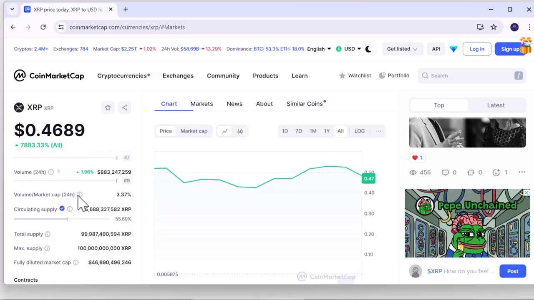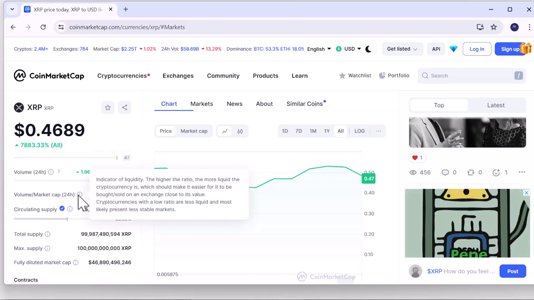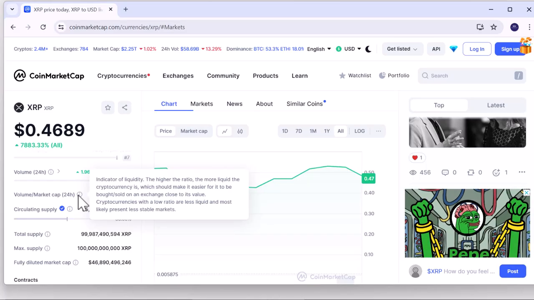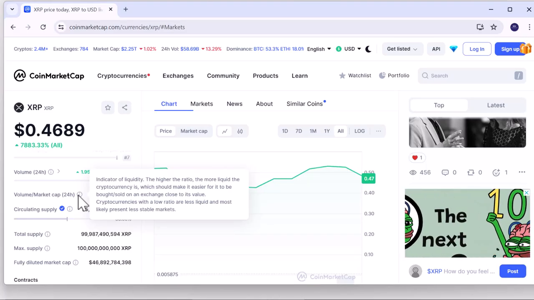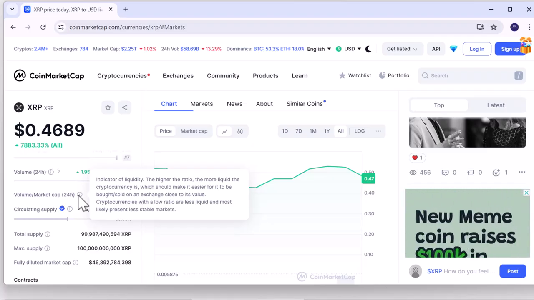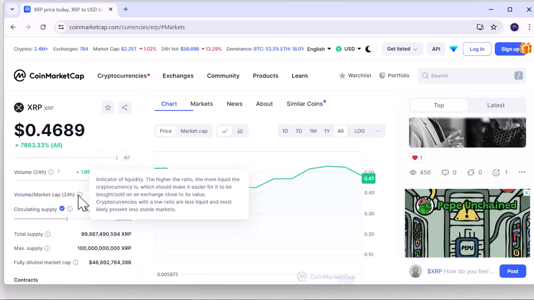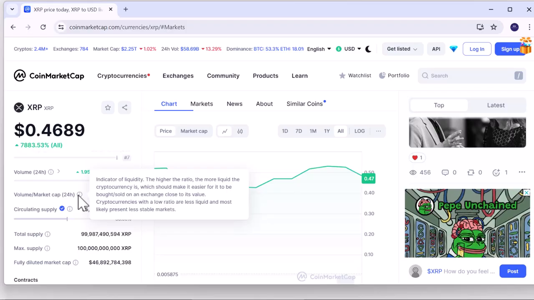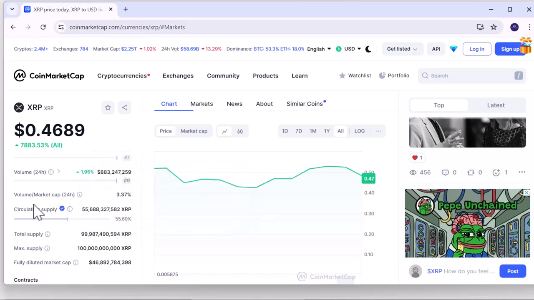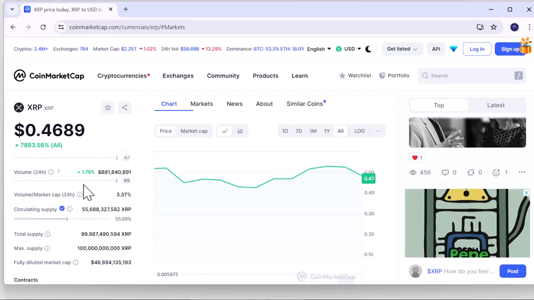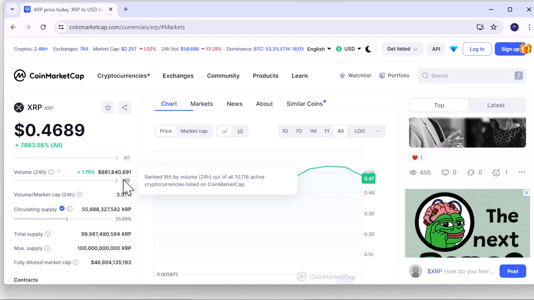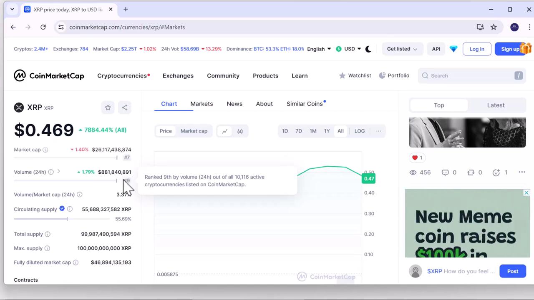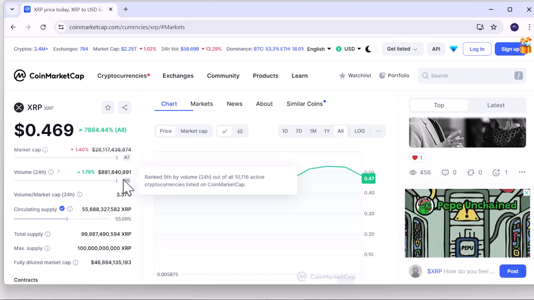That's the volume. As you can see right here, it says indicator of liquidity. The higher the ratio, the more liquid the cryptocurrency is. So this is not so liquid. Cryptocurrencies with a low ratio are less liquid and most likely present less stable markets. So now we have 3.37%, which is so low. And right now it says ranked 9th by volume out of 10,116 active cryptocurrencies listed.